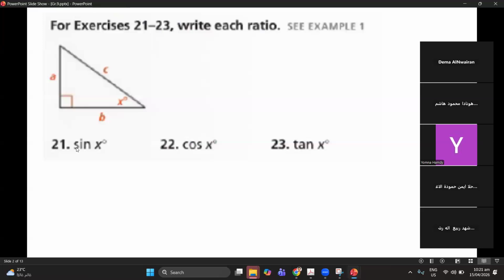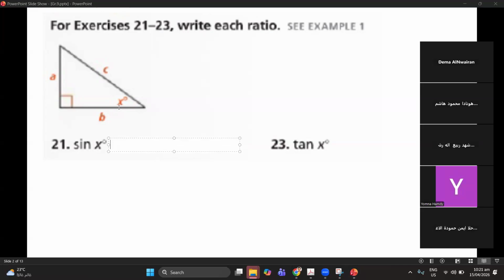Here now I need to find sine of x. So sine of x, what's the ratio for sine of x? It is opposite over hypotenuse. For angle x here now, which side is the opposite? A over C. I'm sorry, just a minute, but I did something wrong here. So sine of x now is the opposite, which is A, over the hypotenuse, which is C.